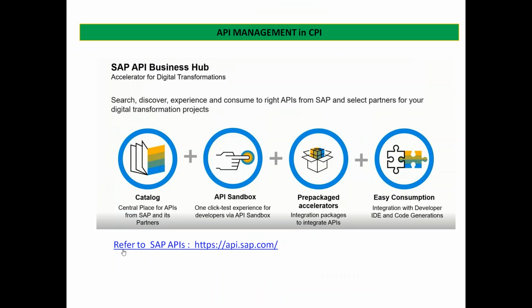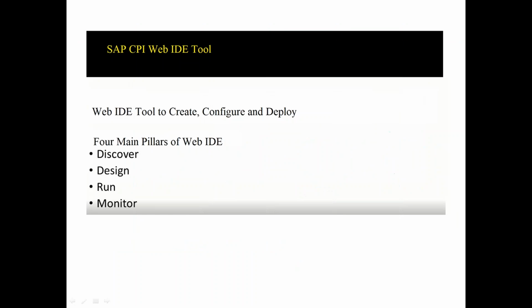So this is the link to access those APIs. Clear, right? It is bundled with already pre-built functionalities. You need to call them and you can make use of them in your iFlow.